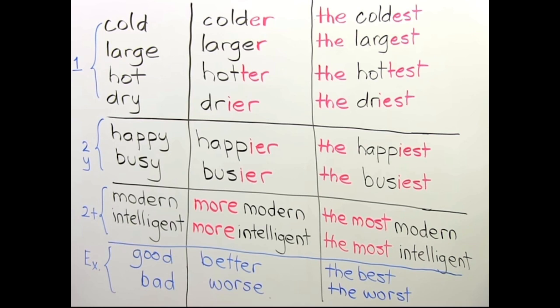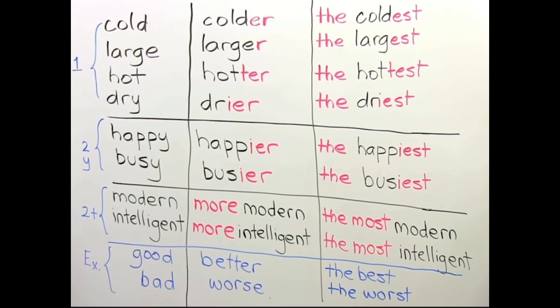Now, the next rule is when you have a two-syllable word which ends with Y, then we do this. Happy, 2 syllables. Cancel the Y and we add ER, happier. Okay? Happy, happier. The happiest. This is the happiest day of my life. Okay? Alright. Busy, busier, the busiest.